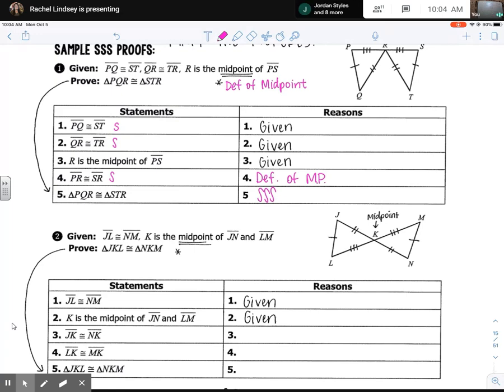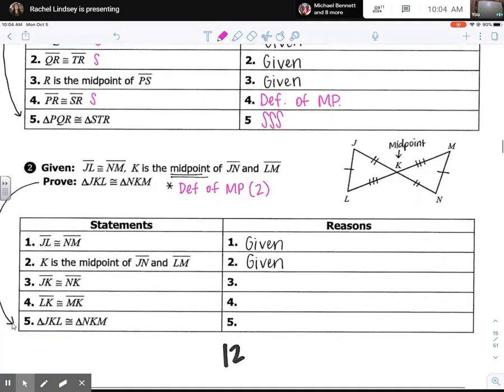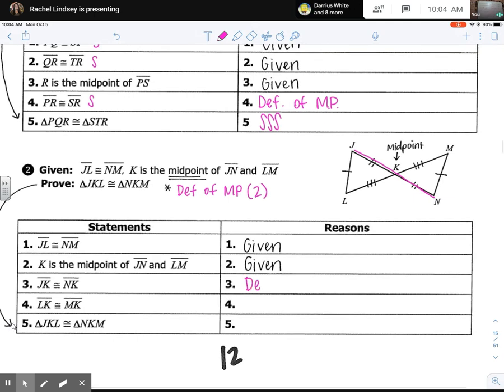So K is the midpoint twice here. So I'm going to have definition of midpoint how many times? Twice. Okay. Since K is the midpoint of JN, it's the midpoint of that line right there, I know that JK is congruent to NK. JK is congruent to NK by what reason? Definition of midpoint.